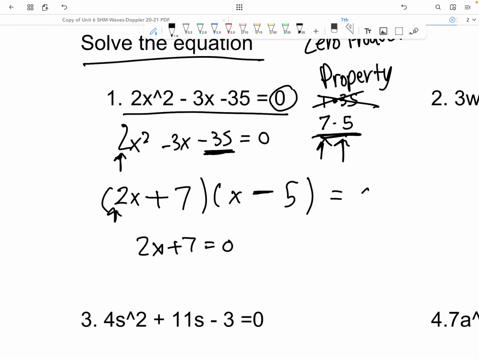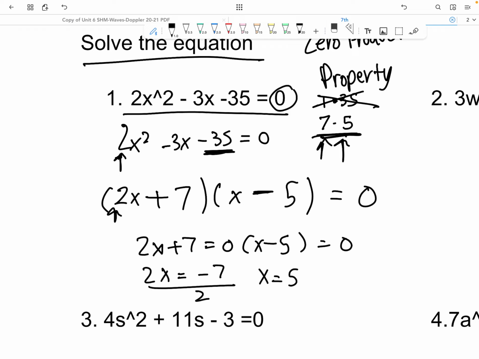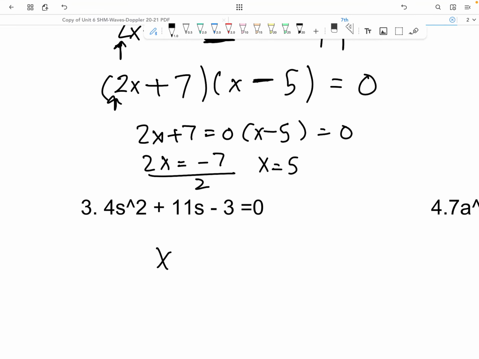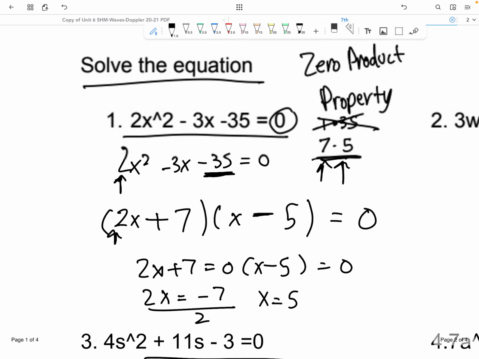equals 0, since all of these factors are equal to 0. And we get x minus 5 is equal to 0. So we know that x equals 5, and 2x is equal to negative 7, divided by 2, which will be x equals negative 7 over 2, and x equals 5. And that is your answer to this equation.